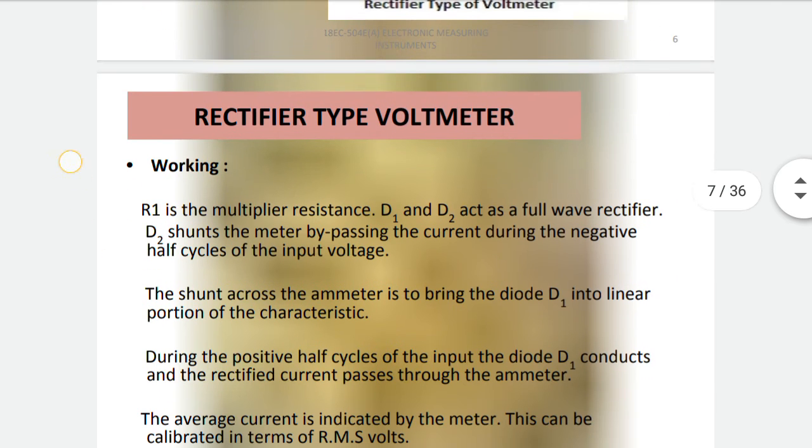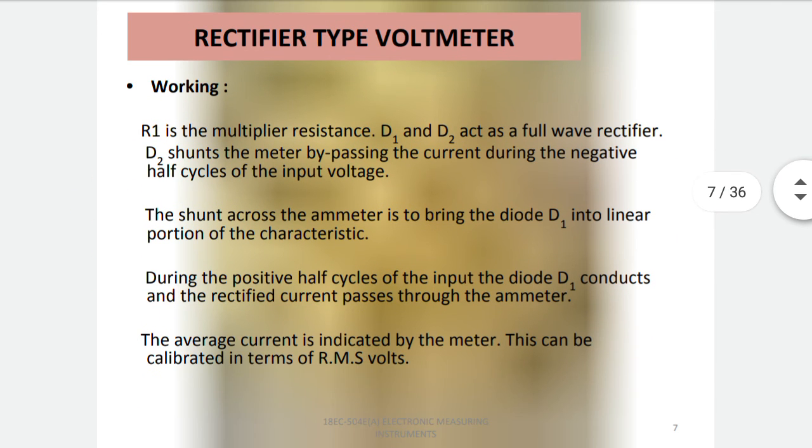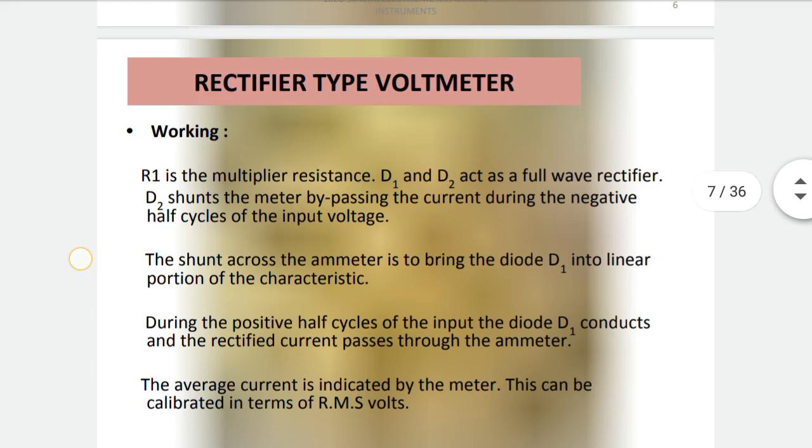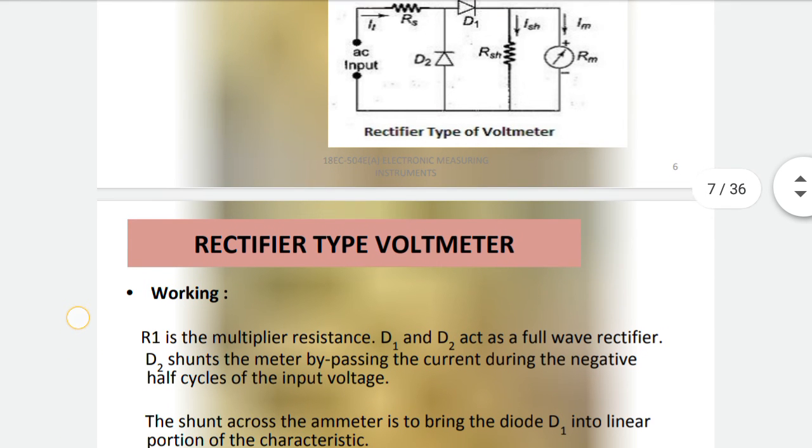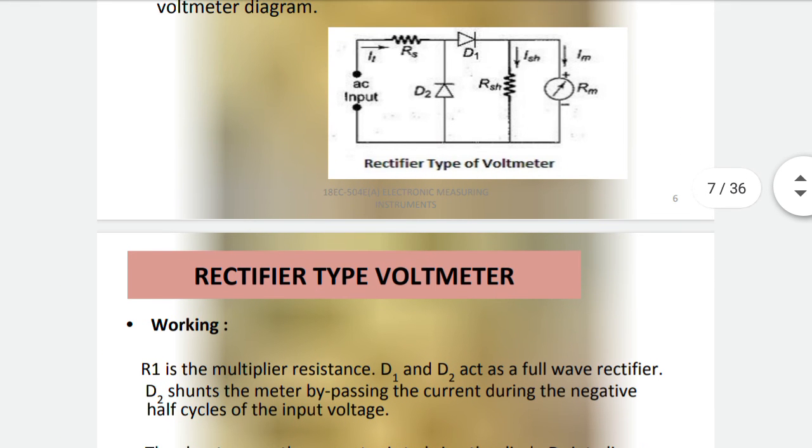Now let us see the working action of the rectifier type voltmeter. You can see from the figure, RS or R1 is the multiplier resistance, D1 and D2 act as a full wave rectifier, and D2 shunts the meter, bypassing the current during the negative half cycles of the input voltage.